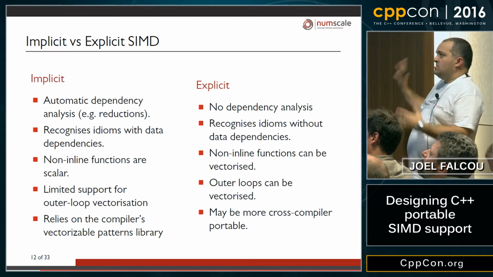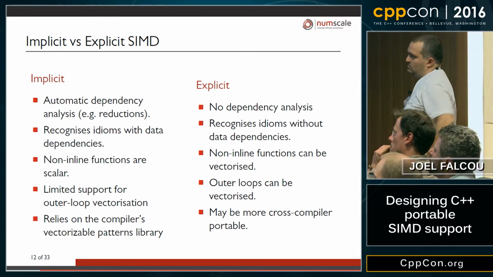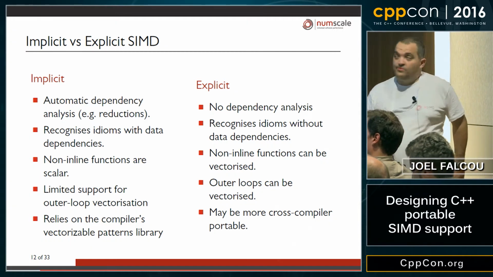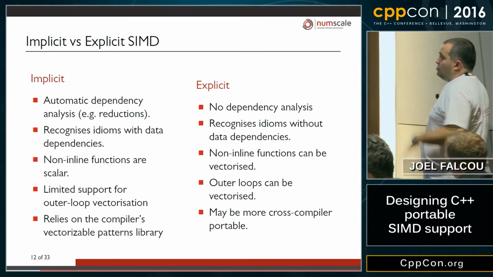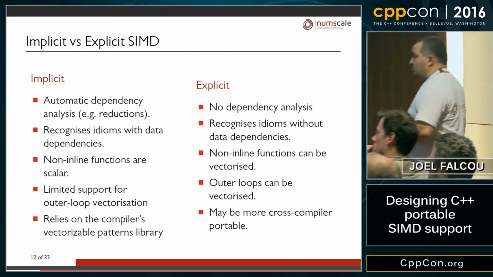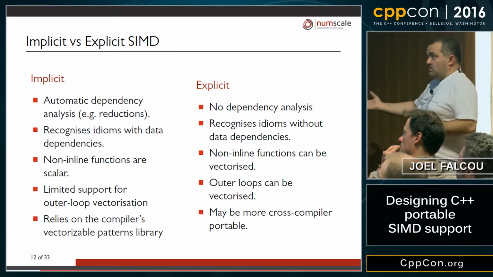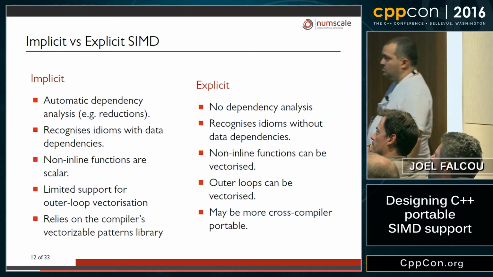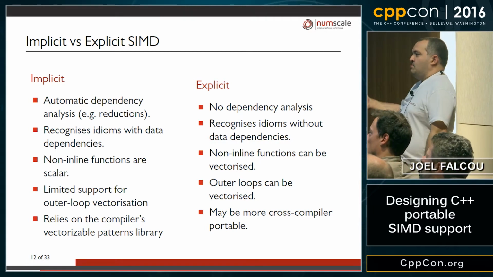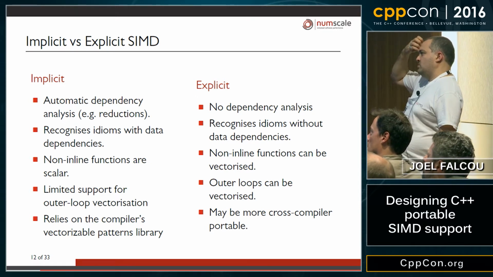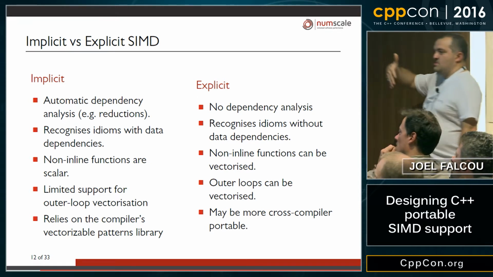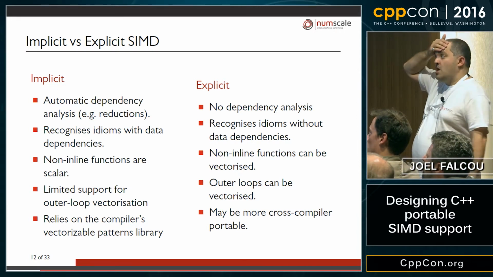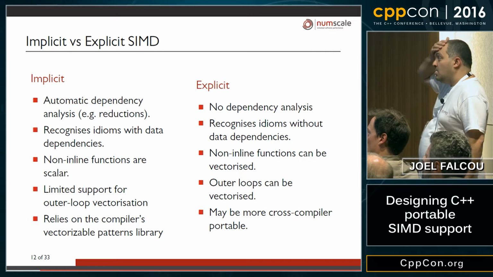Okay. And on the other side, with explicit SIMD vectorization, you have to do the work of figuring out whether this loop is actually vectorizable or whatnot. You don't need data dependencies analysis to figure out what's going on. You can vectorize non-inline functions in some cases, and if you want to put in some effort, you can also vectorize outer loops. And it's a bit more portable across compilers in terms of performance. And when something is compiled with an explicit vectorization scheme, you pretty much know that it gets vectorized.